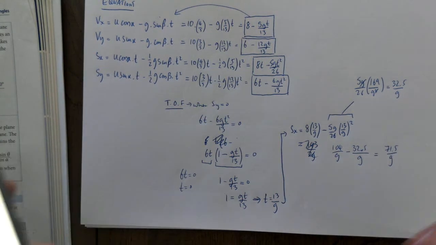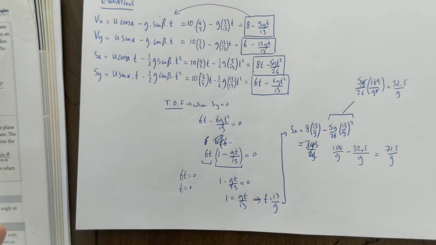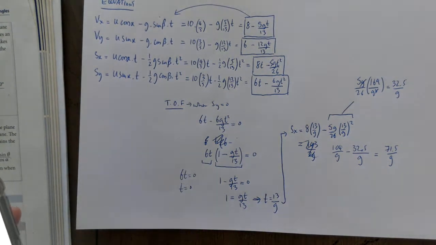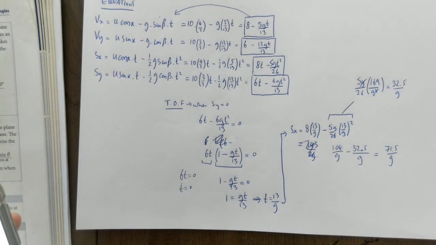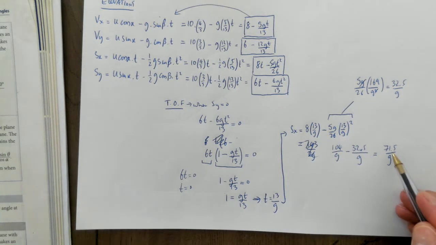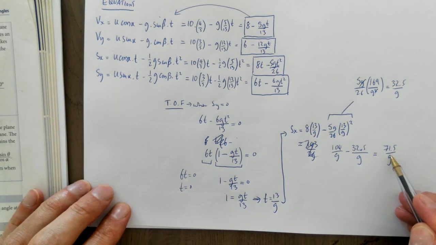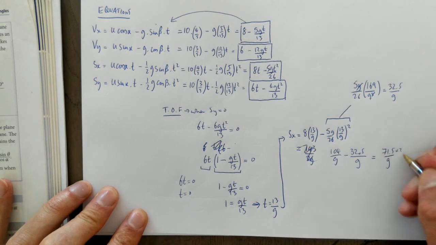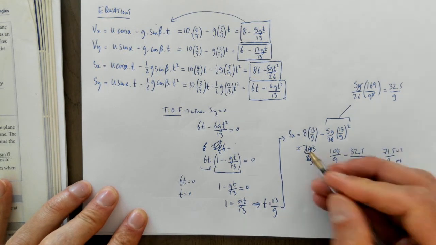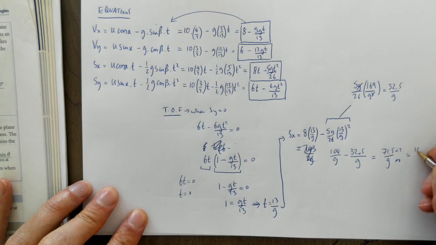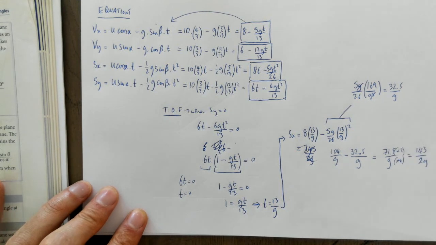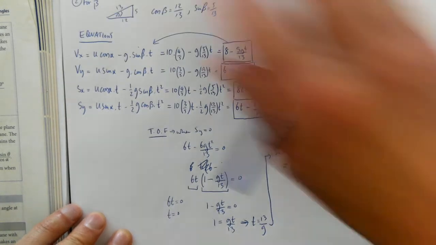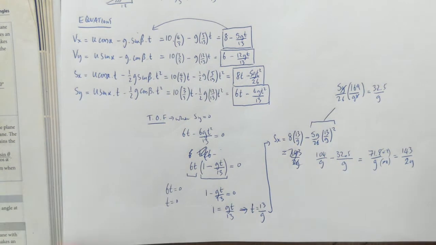I don't really like leaving decimals with fractions. It's just not good maths grammar, is it? So let's times by 2. Sorry, I couldn't get the answer, I got the answer from the back of the book. So it's 143 over 2g. Okay, that's the range.